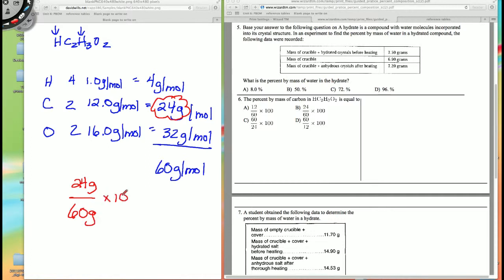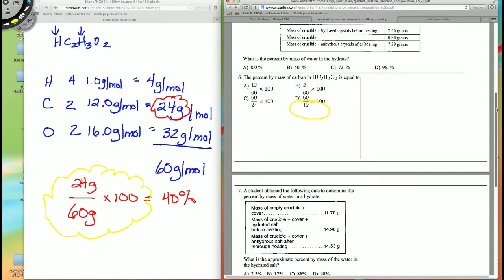And we're going to multiply that by 100. And when we do 24 over 60 times 100, we are going to get 40%. Now, the question answer choices do not give me a choice of 40%. But because I wrote all of this out, this is the answer. 24 divided by 60 times 100. Okay? Alright, now let's do the last question on here.